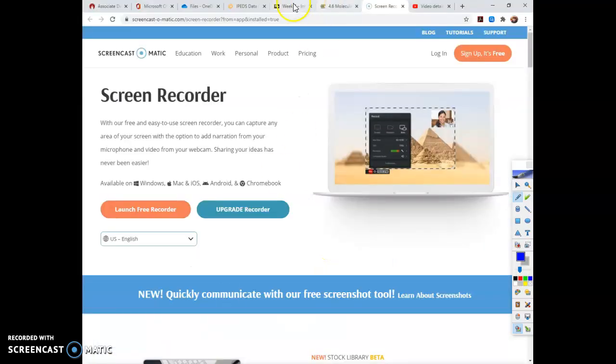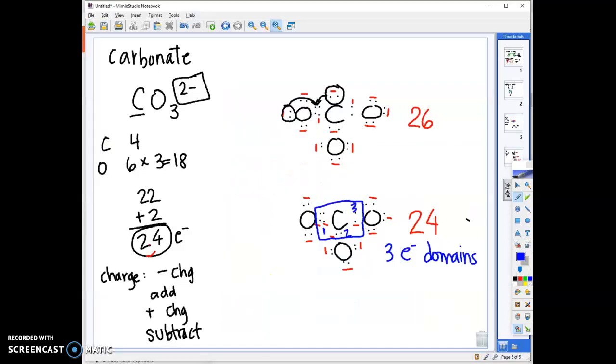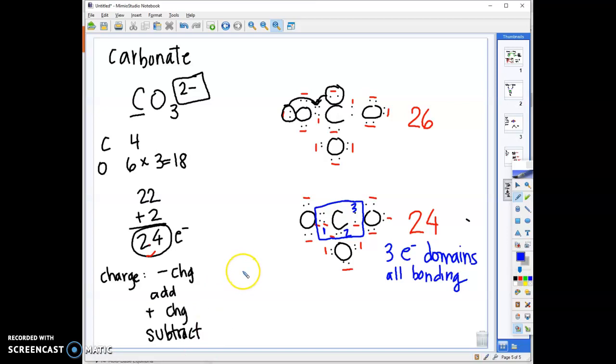So I will go back to my table here, and I have 3 domains. Okay, so I'm going to be either trigonal planar or bent. But I see that I don't have any lone pairs. All of these are bonding pairs, so they're all bonding. So when I go back to my table, I see I'm going to have a trigonal planar structure with 120-degree angles. So when I draw this, it's going to look like this.